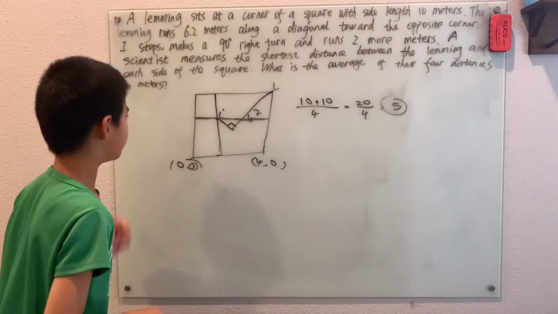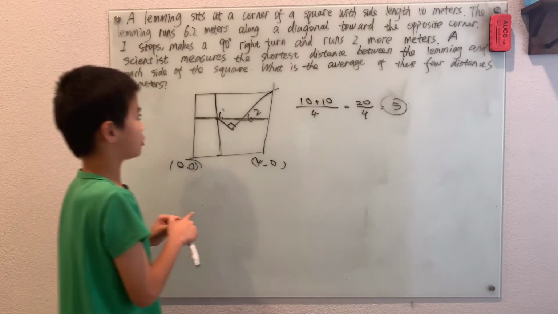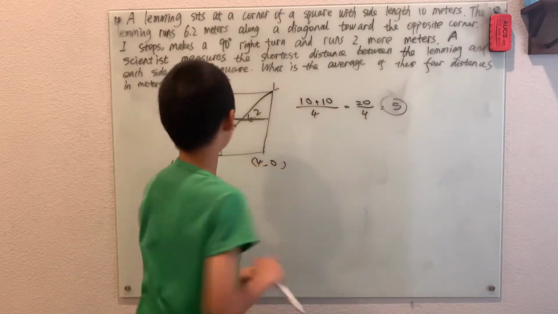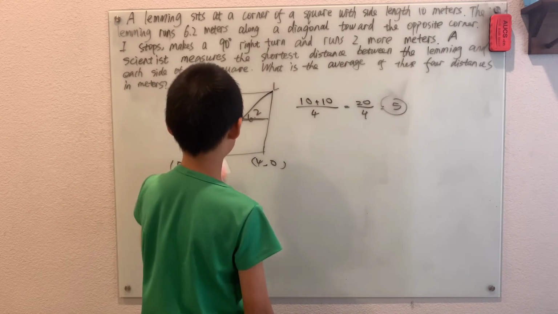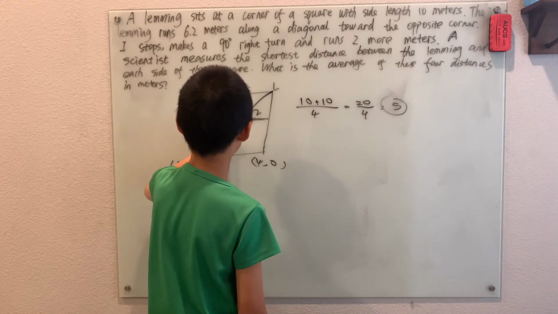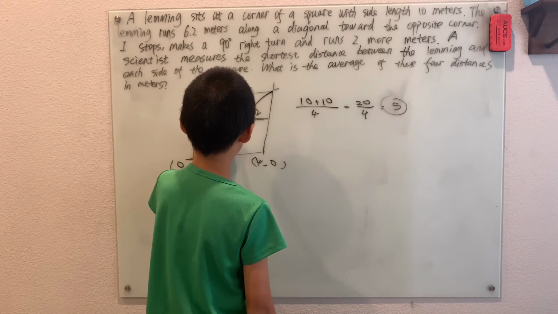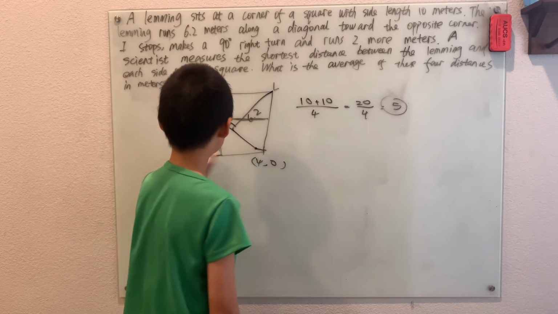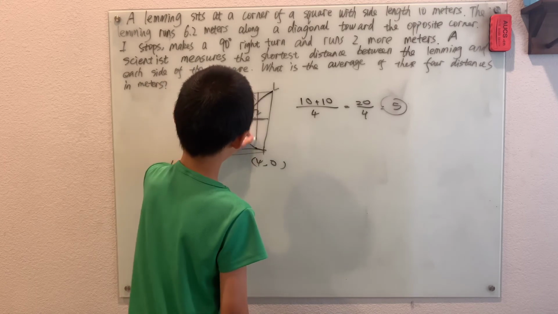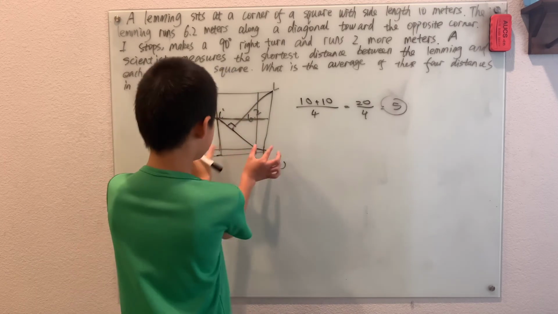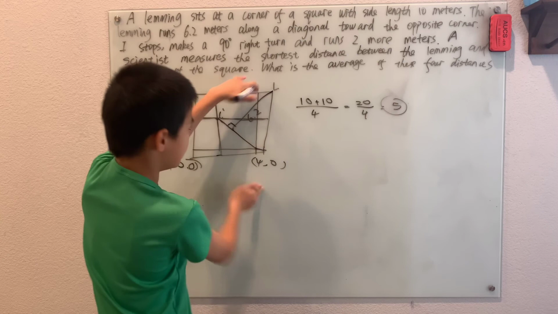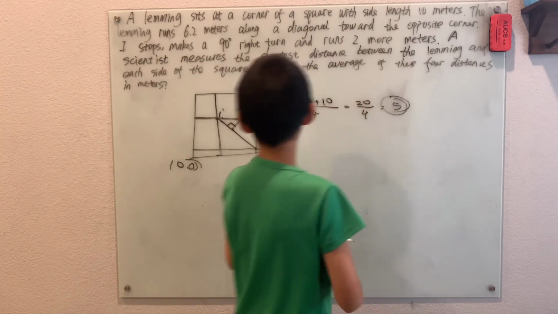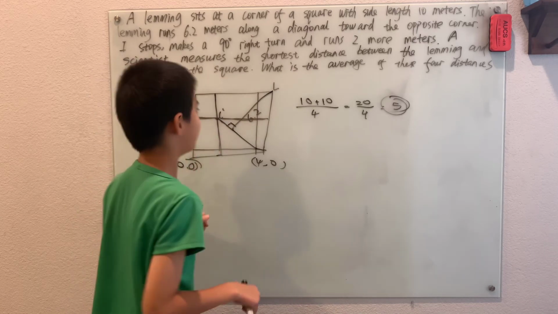Now, quick little mental note. Any point in this square would have an average of 5 here. So if you had a point here, like say you just ran for 6.2 meters and then turned 90 degrees and then went all the way to this corner, it's still the same problem. 10 plus 10 over 4 equals 20 over 4, 5. So either way, any point in this square would have an average of 5.